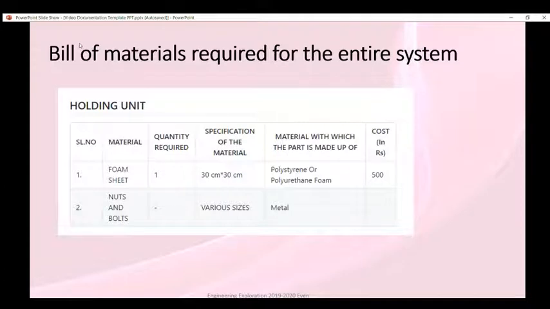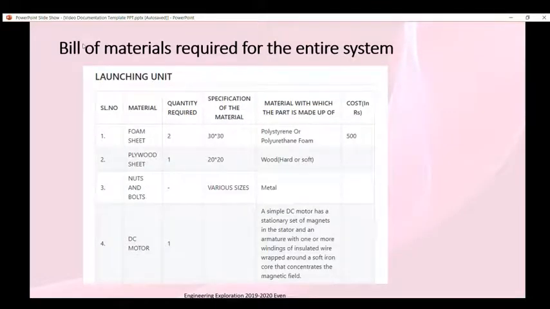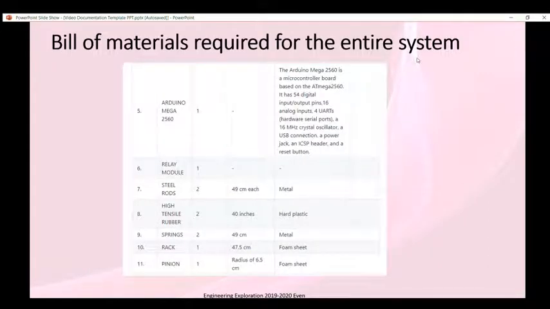Basically, in order to design the holding unit, we require foam sheets, nuts and bolts. And to design the launching unit, we required foam sheet, plywood sheet, nuts and bolts, DC motor, Arduino Mega 2560, relay module, steel rods, high tensile rubber, springs, rack and pinion. So basically, the bill of materials gave us a picture of why we require the particular material to design the model, and also helped us to estimate the cost.